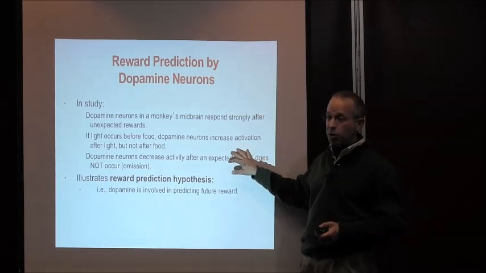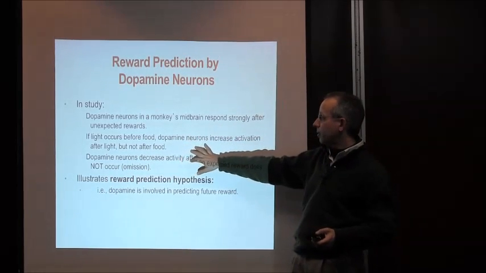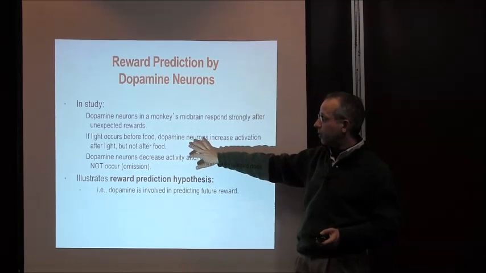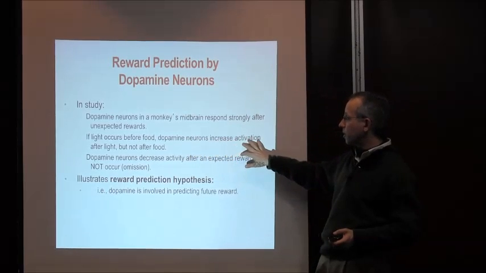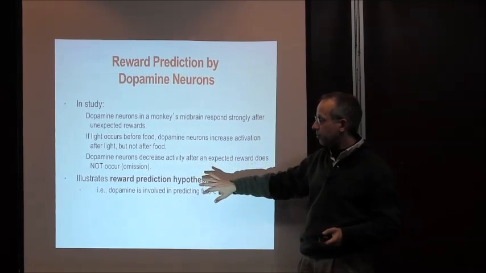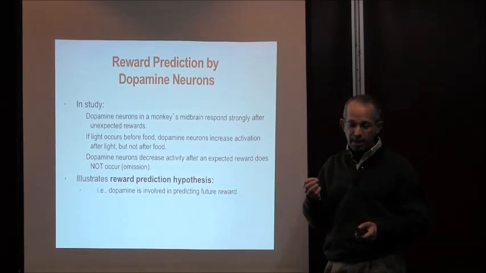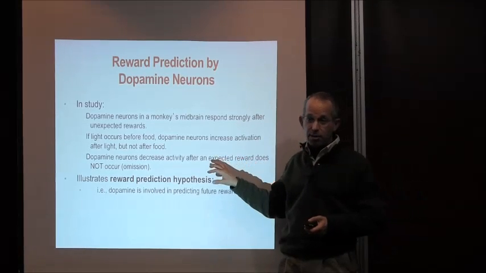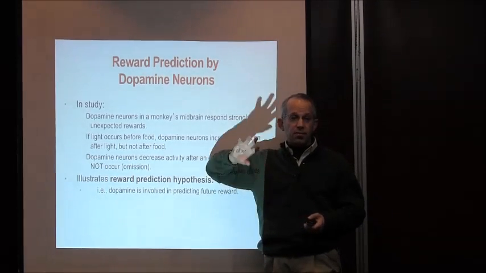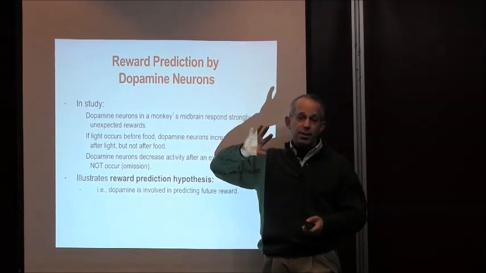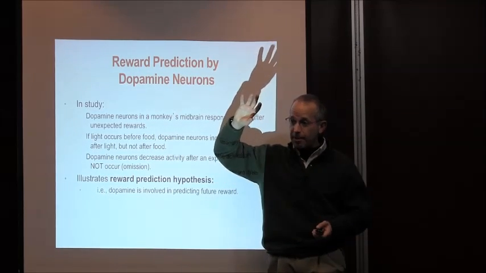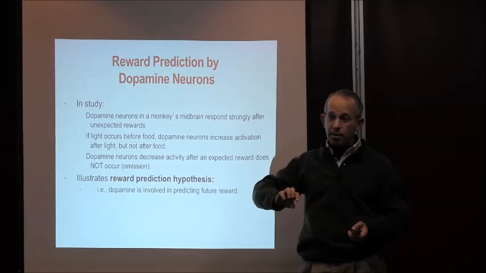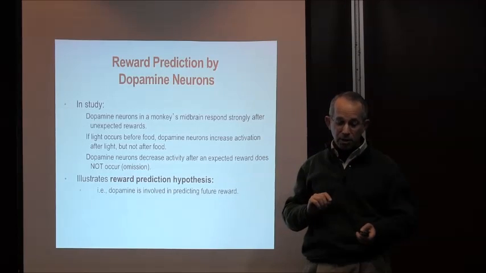If the reward is predicted, for example, by a light, so here if a light occurs before food, dopamine neurons increase, but not after the food. Dopamine neurons decrease activity after an expected reward does not occur. So this is sort of an omission. So the idea is that this dopamine firing is going to encode, if there's an increase, an unexpected reward. If there's a decrease, there's an unexpected absence of reward.